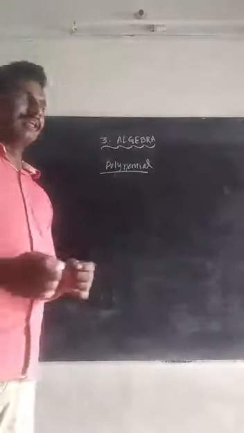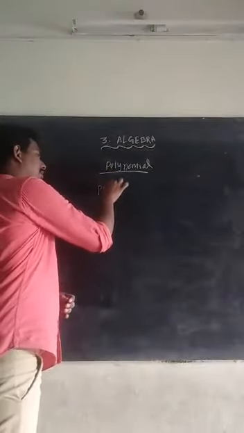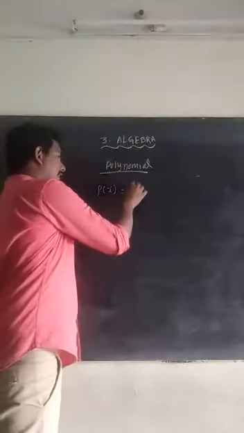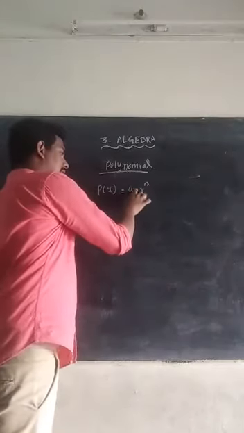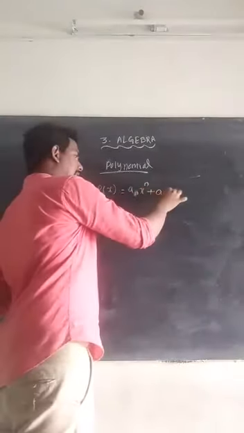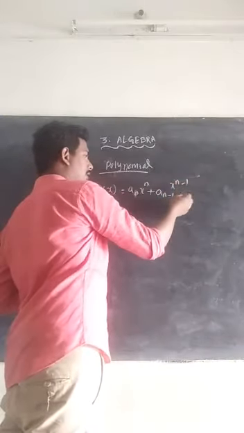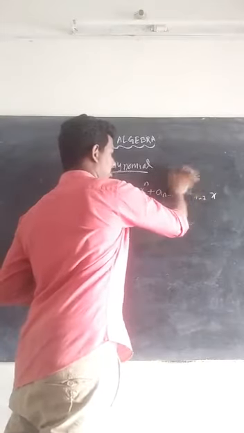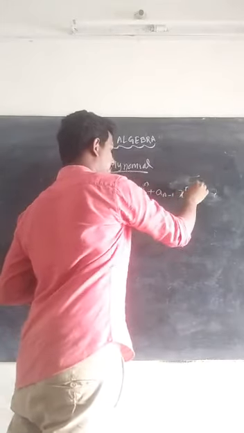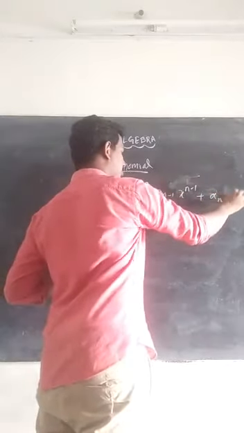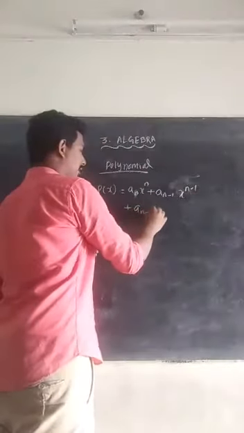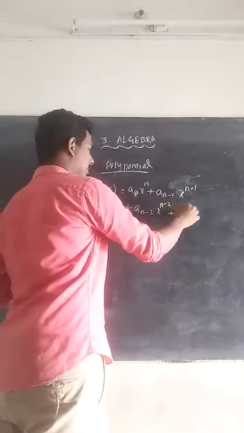Polynomial in one variable. One variable means x alone you have to take, or y alone you have to take. So in your textbook they give a general form: a n x power n plus a n minus 1 x power n minus 1 plus a n minus 2 x power n minus 2, plus etc.